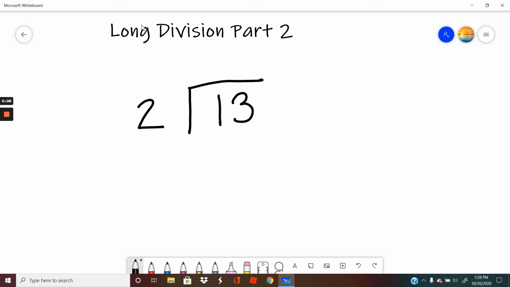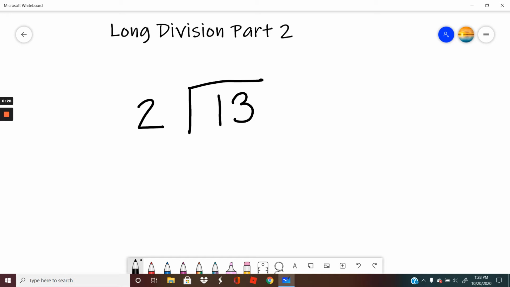Hey guys, so today we're going to start on the next step of long division. What you need to know is that sometimes in division things do not go equally into each other. Sometimes we have stuff left over that can't be evenly split back into those boxes that we were making.